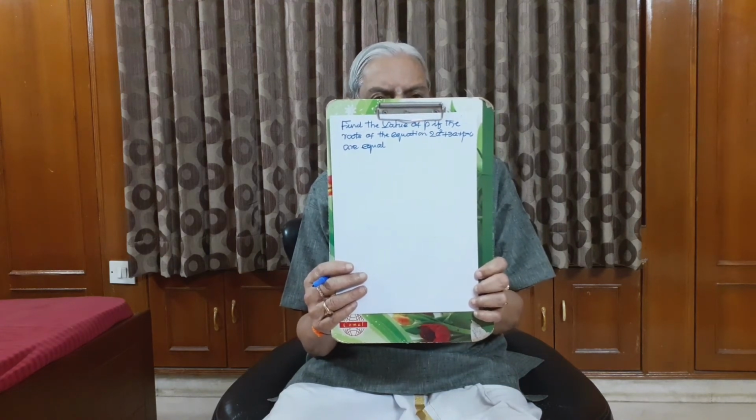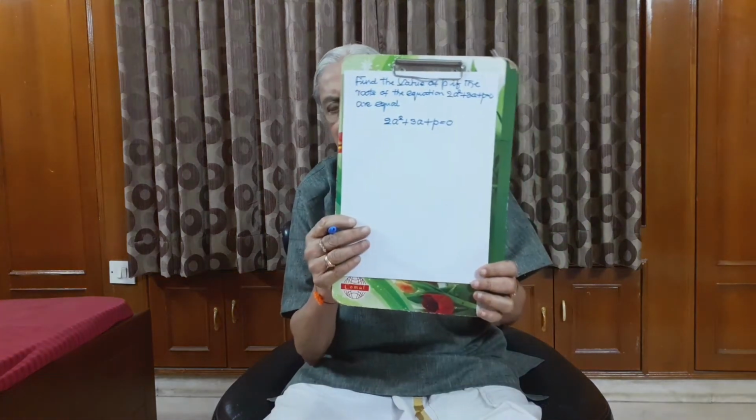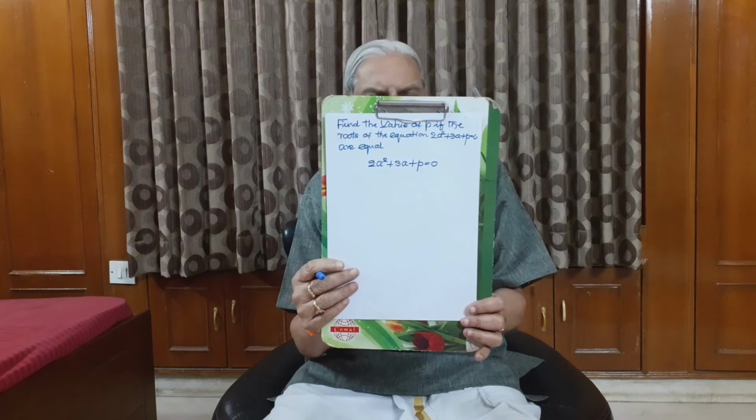You have written the problem? Yes sir. Now we shall write down the problem itself. Given equation: 2a square plus 3a plus p equals 0. That is the given equation. Am I right? Next, given that, their condition, the roots are equal. Am I right?